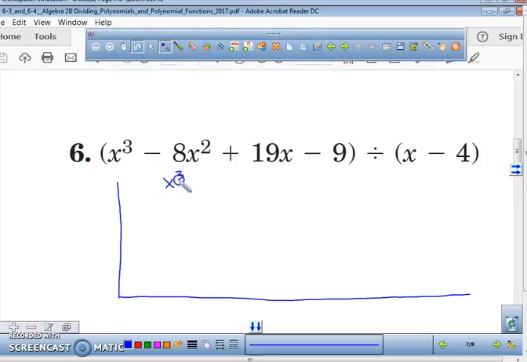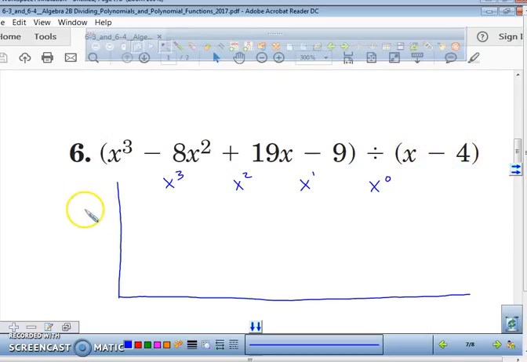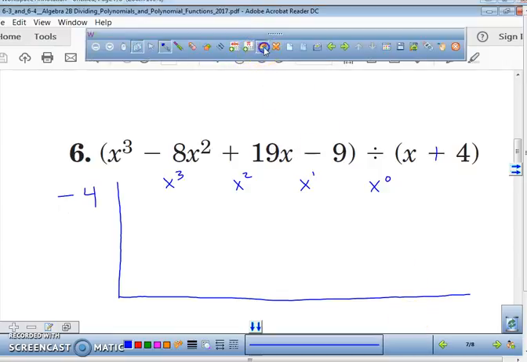I'm going to start with my x cubes. Then I'm going to go down to my x squares, my x to the first, and my x to the 0. If this says x minus 4, what number do I have to put right here? Positive 4. That's the main thing. If you see x minus 4, this is going to be a positive 4. That's right. If this was x plus 4, you'd put a negative 4. Very good. How many x cubes do I have? 1. X squared? Good. That's right.